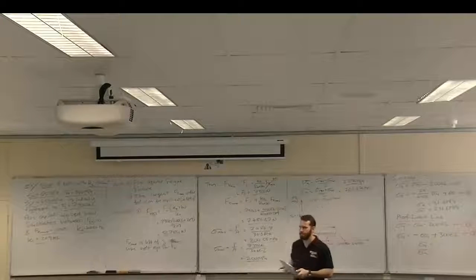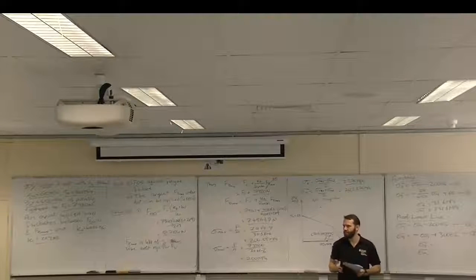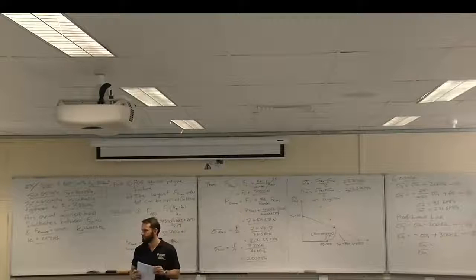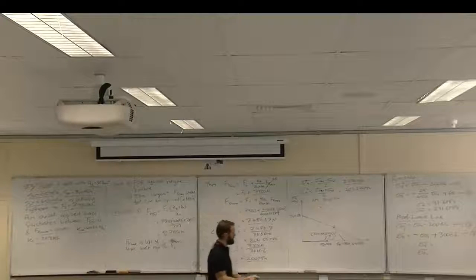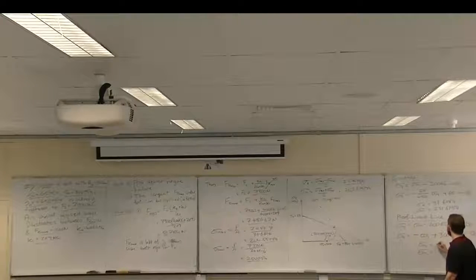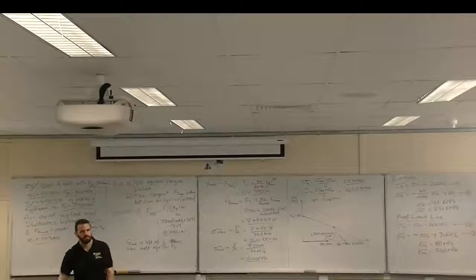Good. Yield side? I can calculate this. So sigma A alternating is 50 megapascals. And what's sigma m? 250 megapascals. Excellent. Yeah, that sounds right. Cool. So which one's more critical? Goodman. Excellent. All right.